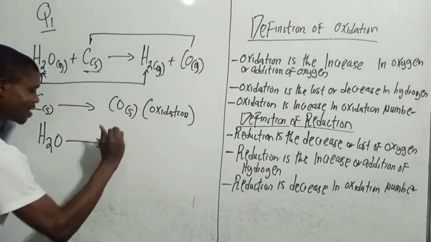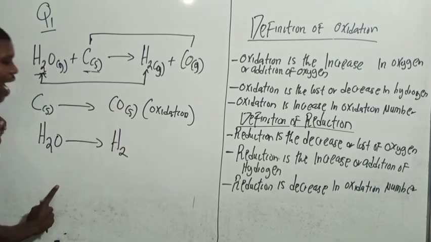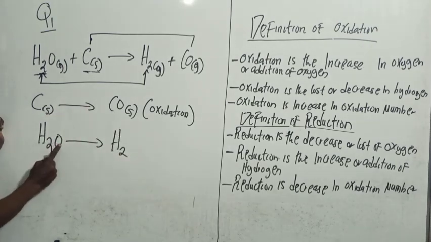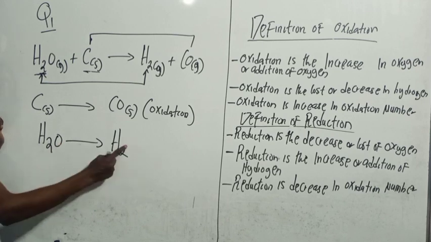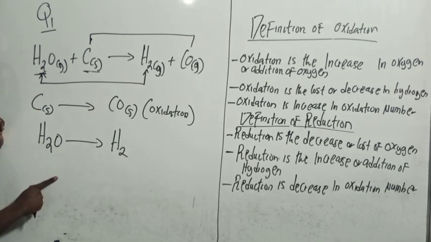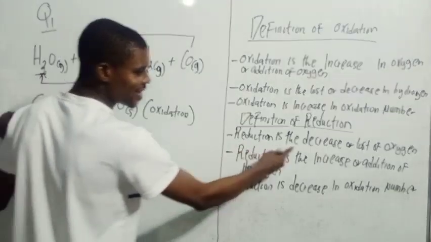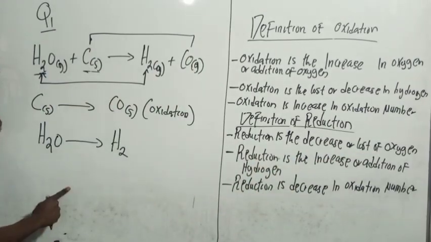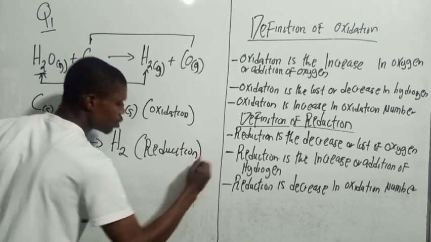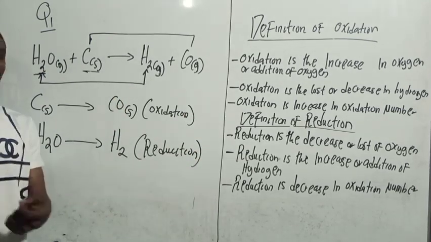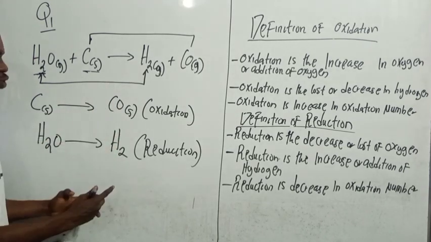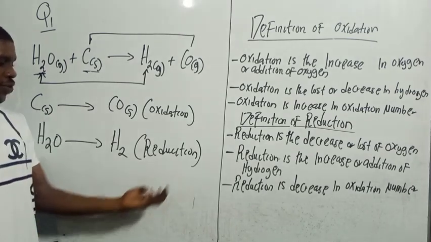Now look at what's on here. H2O moves towards H2. Now we are looking in terms of oxygen. How many oxygen do you have here? One oxygen here, right? How many oxygen do you have here? No oxygen. That is, there's a loss of oxygen. Reduction is a decrease or loss of oxygen. So here it's called reduction. So in a redox reaction, you must split the reaction into two half equations. One must be oxidation, the other one must be reduction.